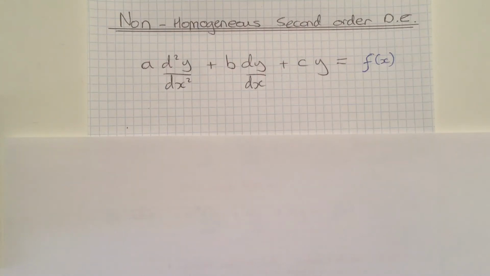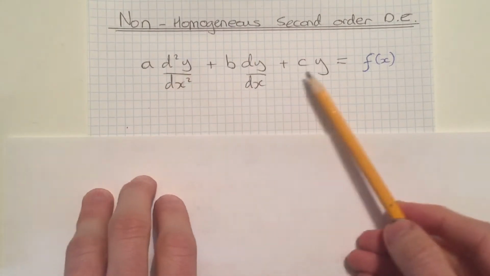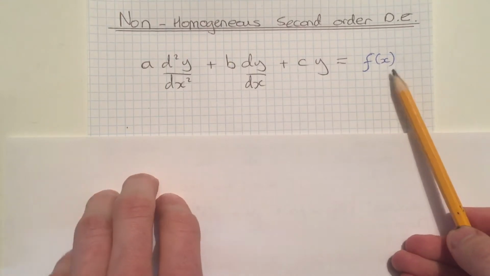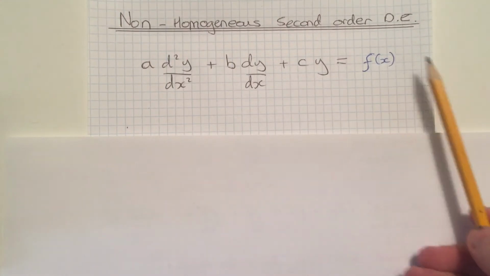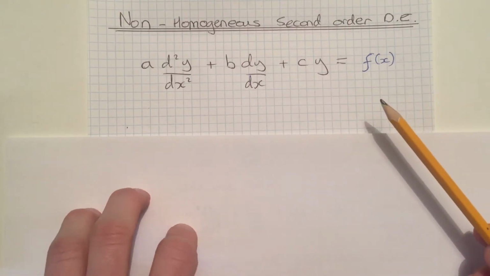This video is all about solving non-homogeneous second-order differential equations. So here's a second-order differential equation, and it doesn't equal 0 anymore, it actually equals a function of x. Our approach to solving an equation like this involves 3 steps.